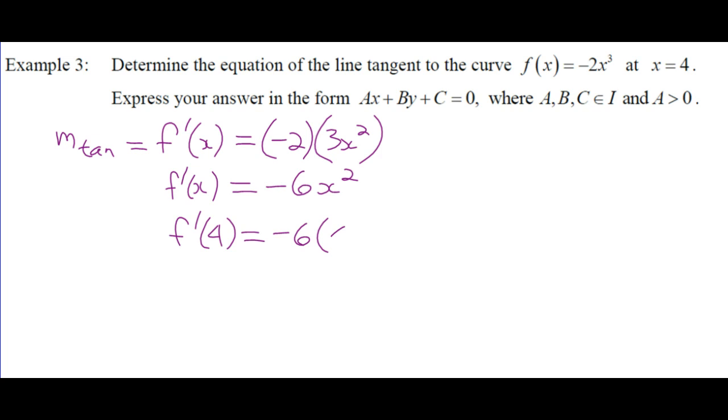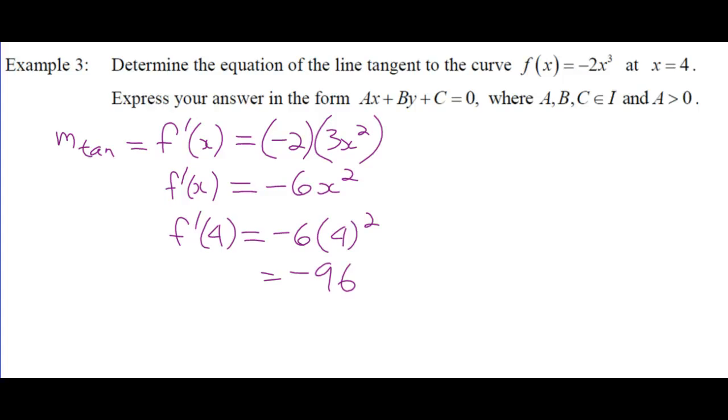Well, negative 6 times 4 squared, which is negative 96. So 4 squared is 16, and 6 times 10 is 60, and 6 times 6 is 36, and 16 plus 36 is 96. Because you don't have a calculator.